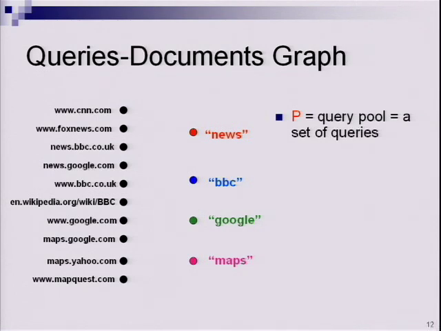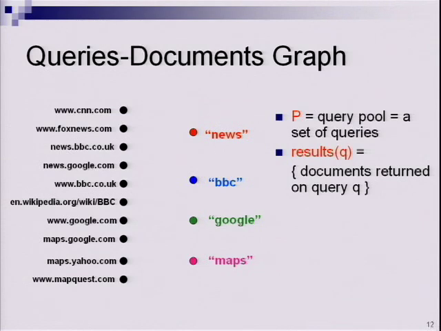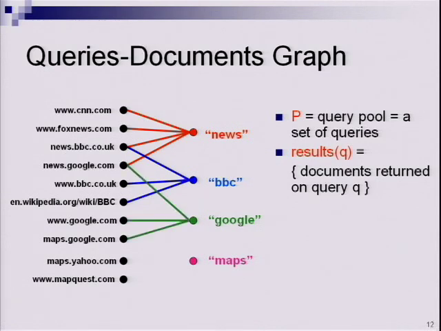So the nodes of the graph, on one side, are the documents. On the other side, are the queries in our pool. Now, edges are defined by how the search engine replies to queries. For example, when we submit the query news to this search engine, it returns the first 4 documents. And therefore, we connect the node corresponding to news with the 4 nodes corresponding to these news sites. OK? Similarly, when you submit the query BBC to that search engine, it returns these 3 documents. And therefore, we connect them by an edge, and so forth. So we call this the queries-documents graph.